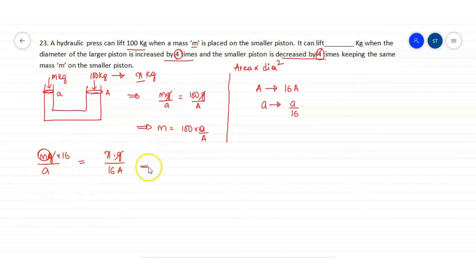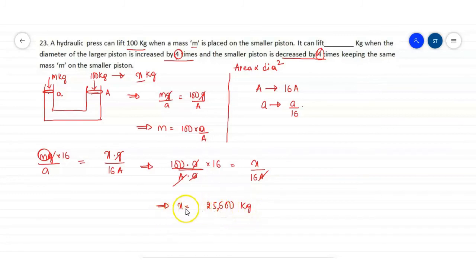So here we can write 100 a by capital A into small a into 16 is equal to x by 16a. So small a will get cancelled out, capital A will get cancelled out. 16 into 16 will be 256. 256 into 100, so x will be equal to 25600 kilograms. Basically it is 25,600 kilograms. That will be the solution for this question.